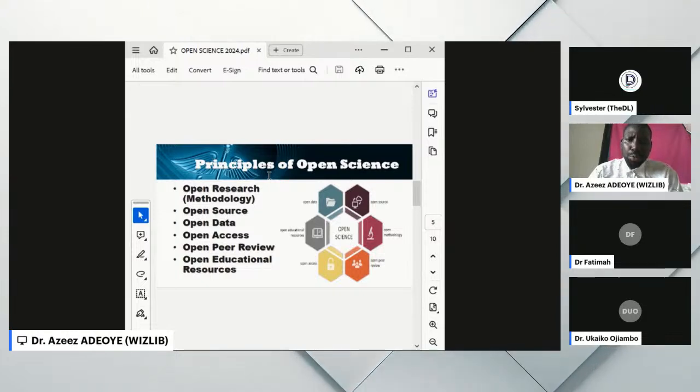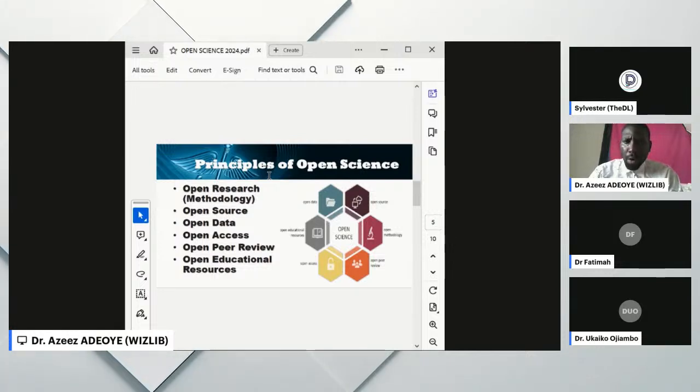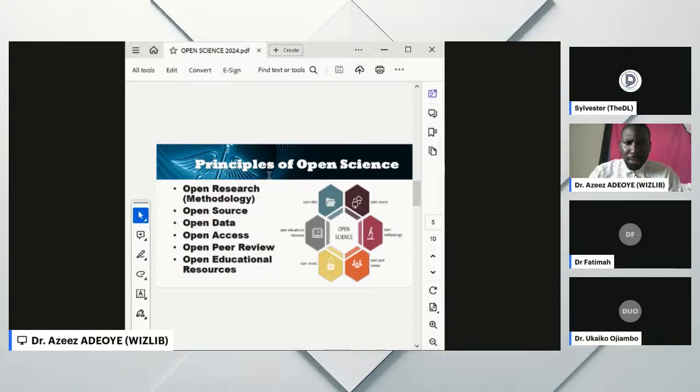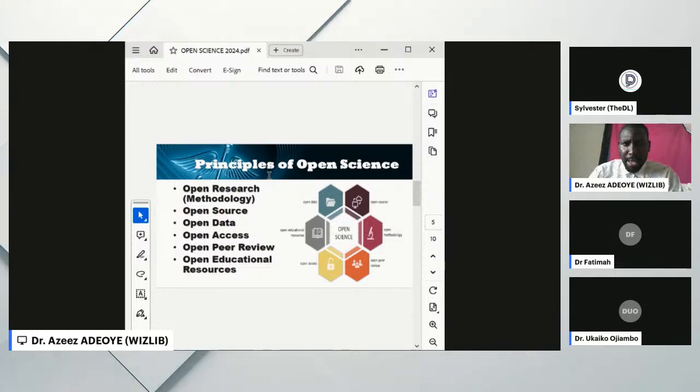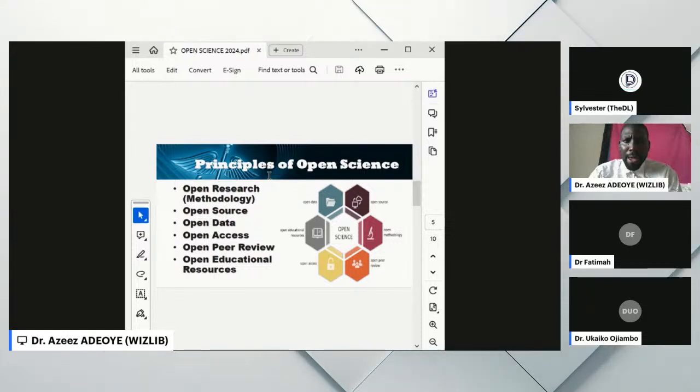Then we have open source. Open source has to do with data as source, has to do with software, the ability to make use of information without payment. We have open data. There is what we call research data management, whereby when we collect our data, we tend to hide the data and only publish the information. But here we are advocating that all your questionnaires, all your SPSS results should have a data bank where others can also have access to them.